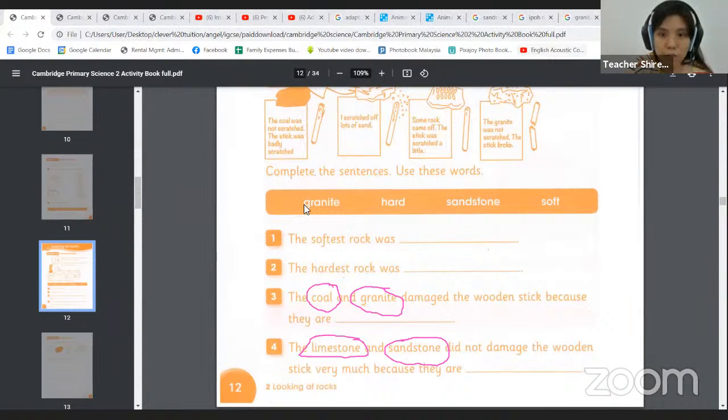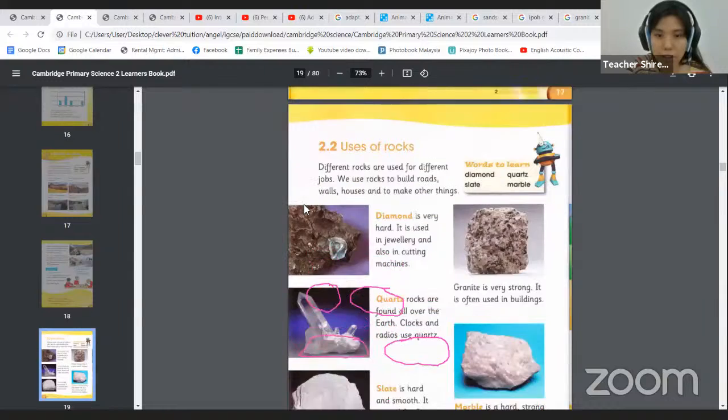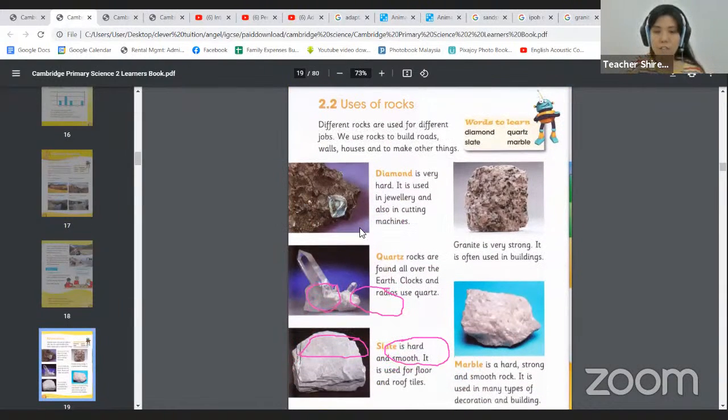Any questions for now? Okay, if no question, next week I'm going to teach you more types of rocks, which is an even nicer one, which is diamond, quartz, and many colorful rocks. Okay, so that's all for today.